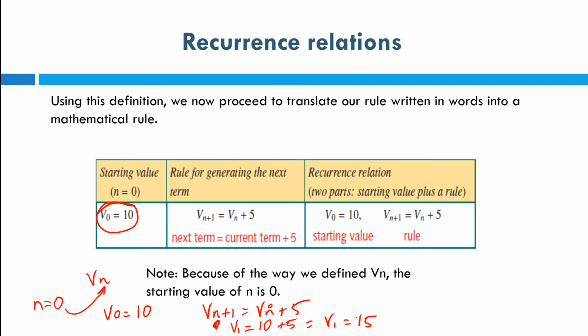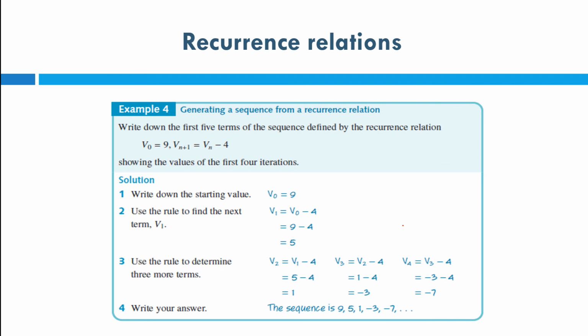So a recurrence relation has two parts: the starting value plus a rule. That's our starting value, and that's our rule. If I wanted to work out what V of 2 was, it would be V of 1 plus 5. What was V of 1? It was 15. 15 plus 5 gives me 20. So V of 2 is 20, and that comes from 1 plus 1 up here, which is V of 2, which gives me 20.